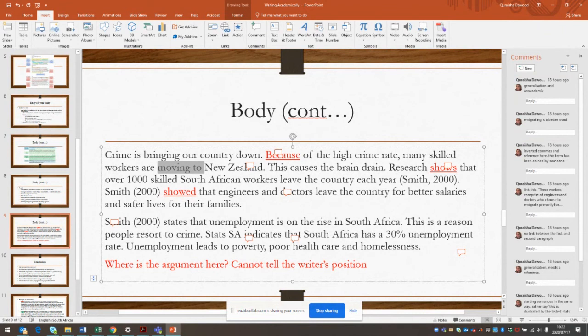"This causes the brain drain." And here I've said inverted commas need to surround "the brain drain" because this term has been coined by someone else. It's a term that means something, so perhaps you would need to unpack this a little bit. What is the brain drain? Then: "Research shows," present tense, "that over 1,000 skilled South African workers leave the country each year."